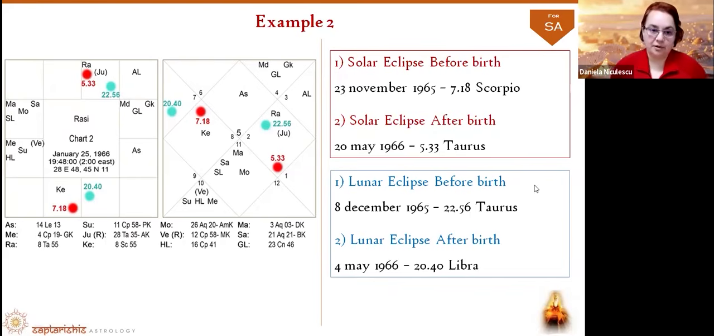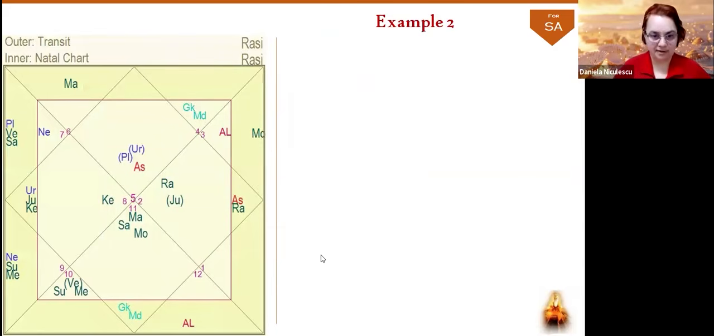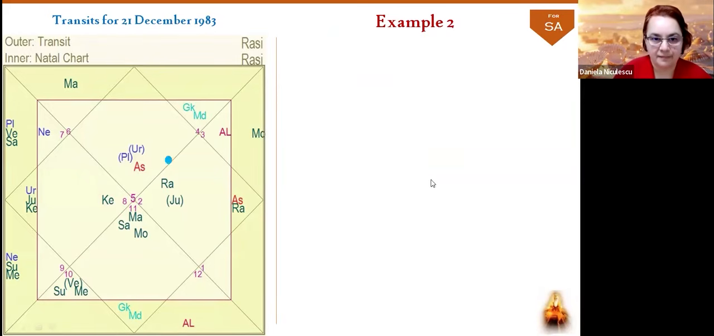Okay, I know there's a lot of information condensed into one page, but I'm sure once you get the hang of it, it's going to be useful if you check this video further. And now I took an example of a transit, how these eclipse points got triggered for him. So inside we have the natal chart, and outside we have the transits for 21st December 83. So let's see what happened then.